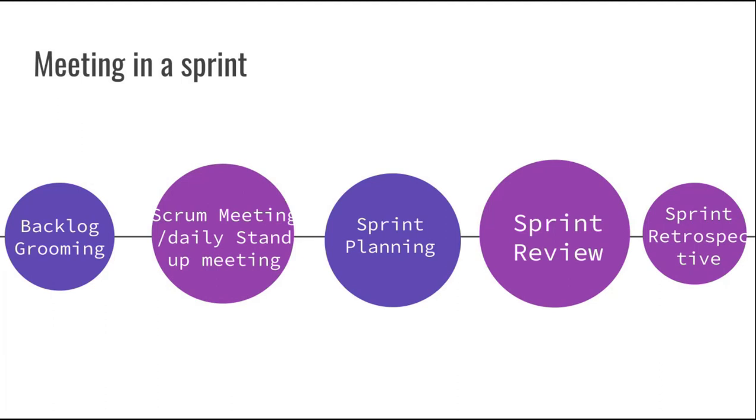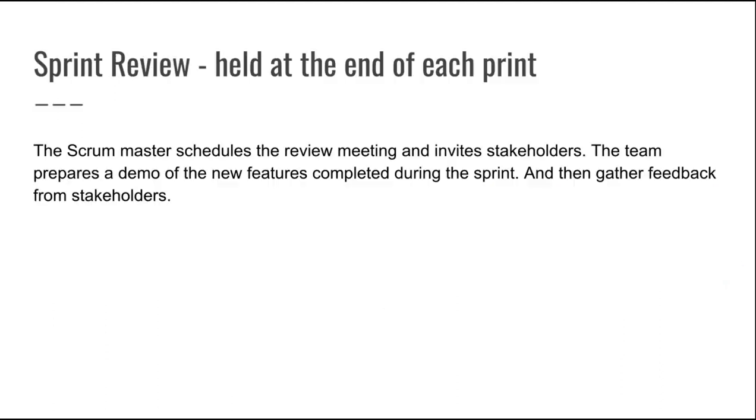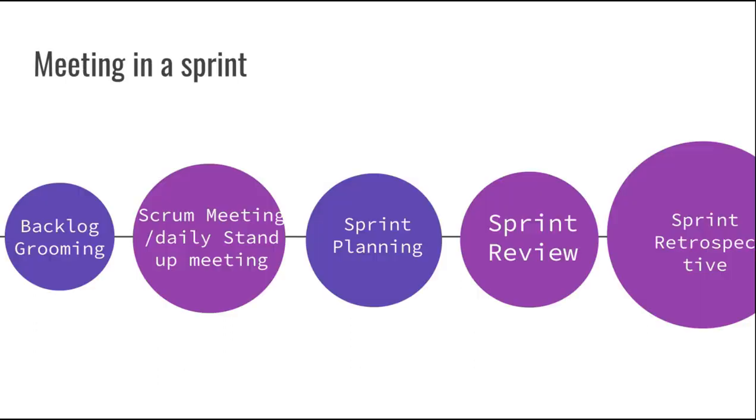Now the next meeting is sprint review. In this meeting, the Scrum Master schedules a review meeting and invites stakeholders. You can imagine you are the stakeholder. Each member of the team needs to prepare a demo of the features they completed during the sprint, and then get feedback from the stakeholders, because we need to use this feedback to improve our process.